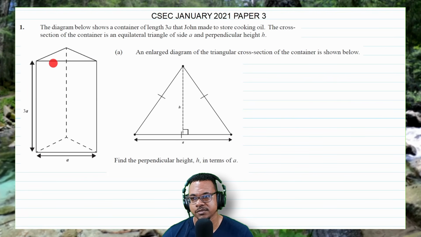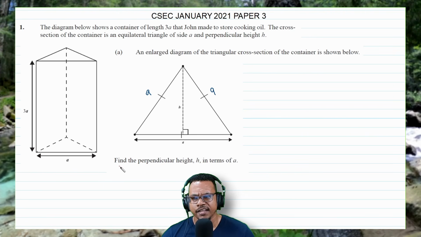Of course, the volume of a prism is the cross-sectional area times the height. So the area of this equilateral triangle times this 3a, which will be the height. Okay, so let's continue to read here now. So the cross-section of the container is an equilateral triangle of side A and perpendicular height h. So here we have an enlarged diagram of the triangular cross-section of the container, right? So that's this here. All right, so we're showing that the height is h, and we're showing that equilateral triangle of side A. So if this side here is A, then here is also A, and here is also A. So let's put that in. So we're going to have that here is A as well as here is A.